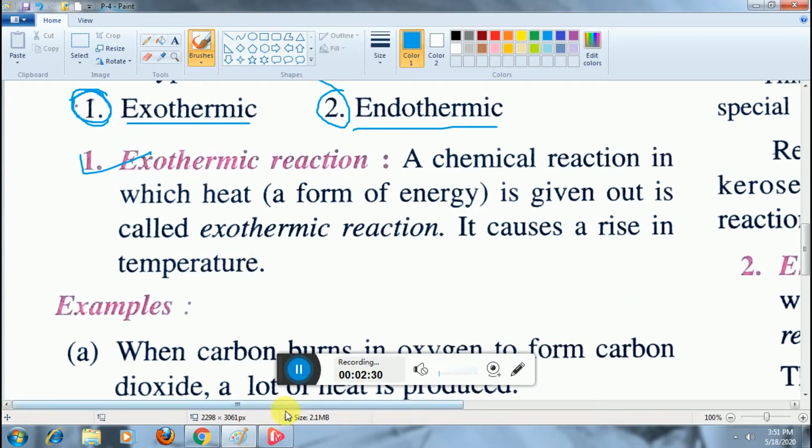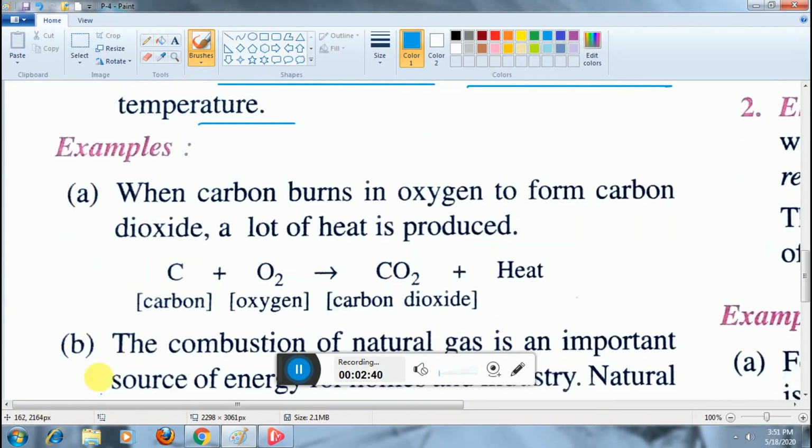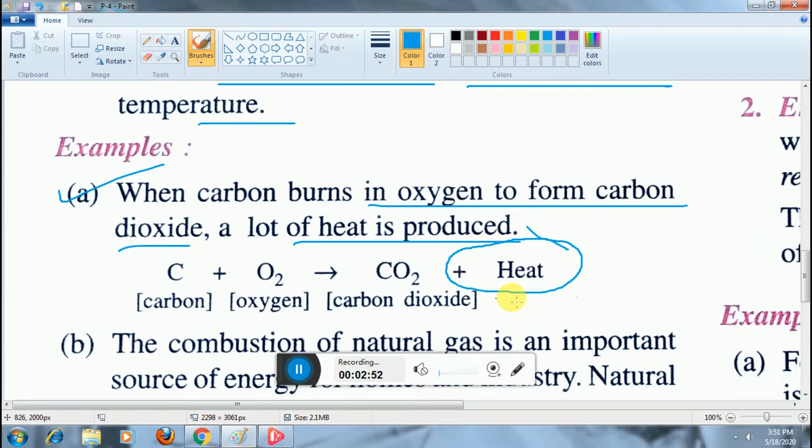First, exothermic reaction. When heat energy is evolved, it is termed an exothermic reaction, and it causes a rise in temperature. For example, when carbon burns in oxygen to form carbon dioxide, a lot of heat is produced. Look at this. In the case of exothermic reactions, heat is written on the product side. It is not a product, but the change in energy.